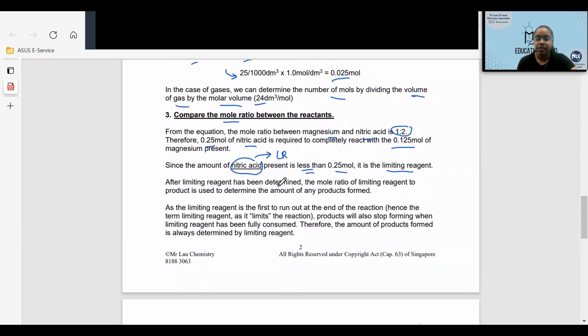After the limiting reagent has been determined, the mole ratio of the limiting reagent is used to determine the amount of any products formed. And that is 2 minutes of chemistry.